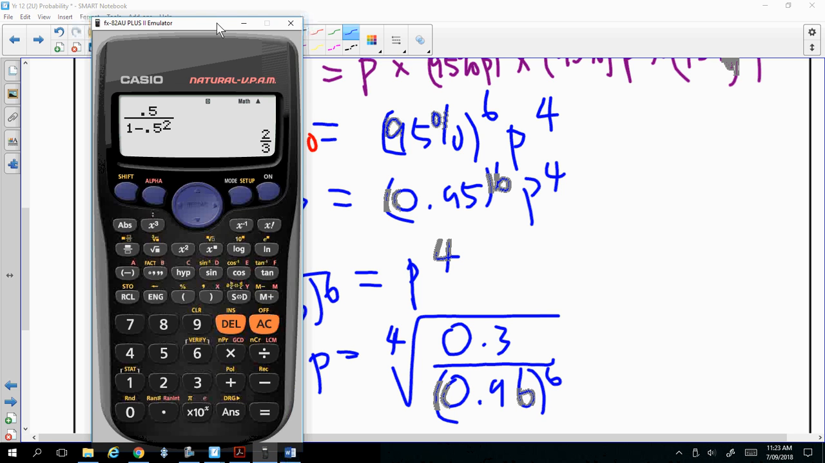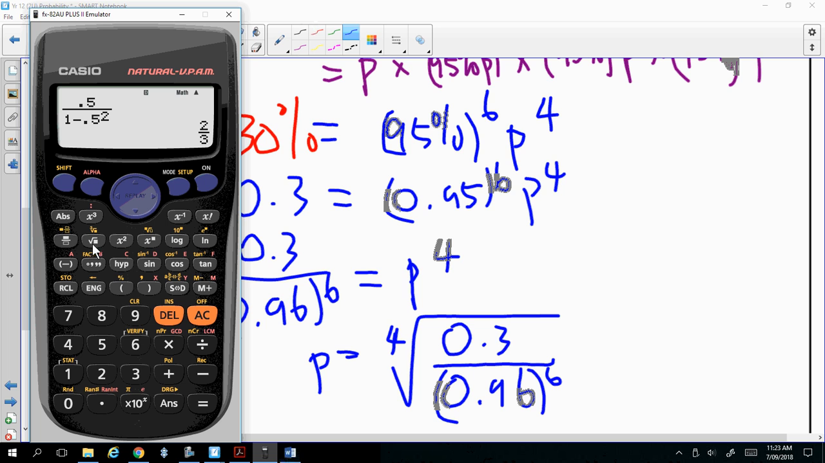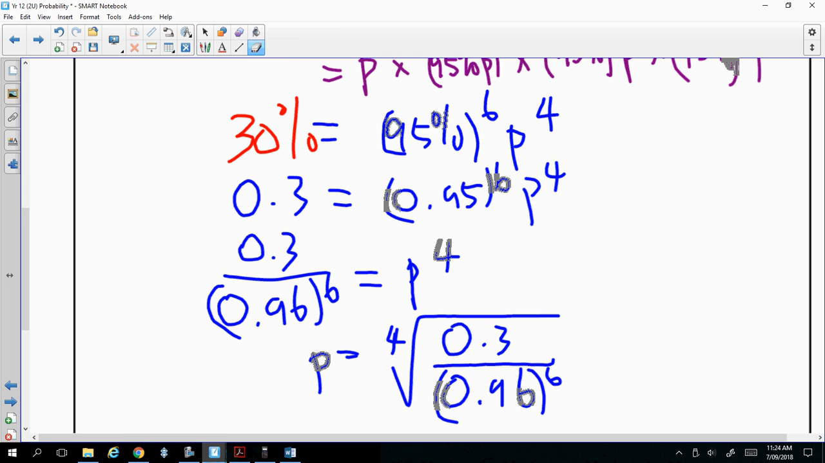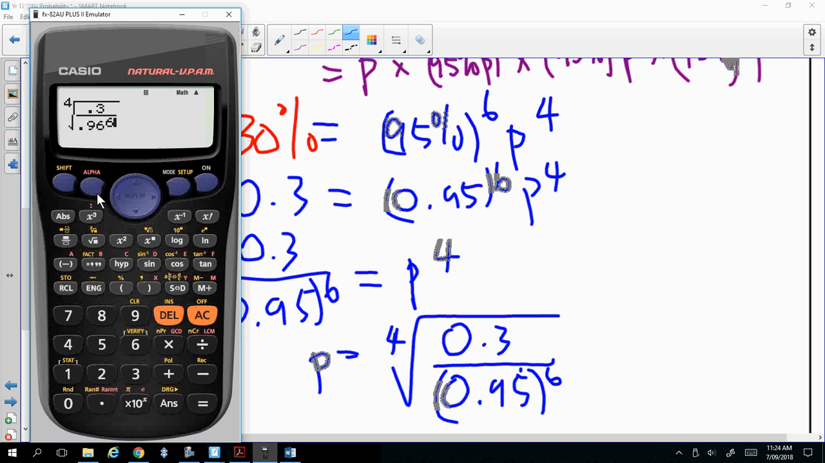So how do you do fourth root? Use this button, put a 4 there, and then put fraction 0.3 over 0.95 to the power of 6. Oh, I don't know why it shows 96. Okay, sorry, I will change that. Okay, good. So let's continue. Change that to 5. Okay, good. All right, so press equal.